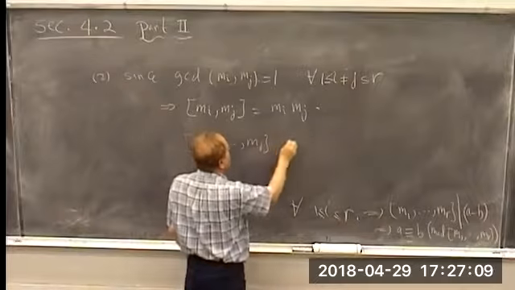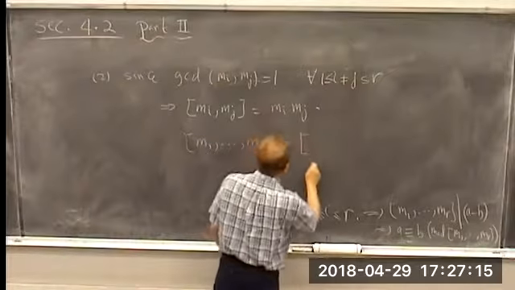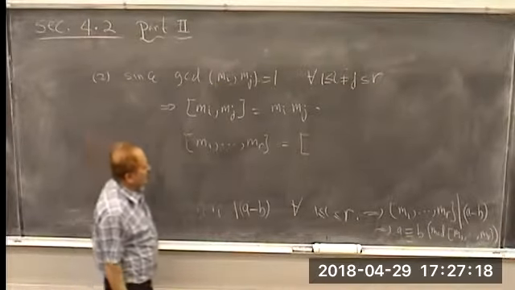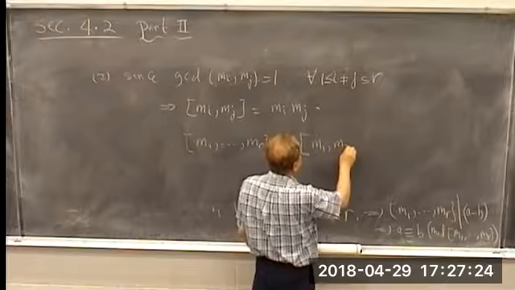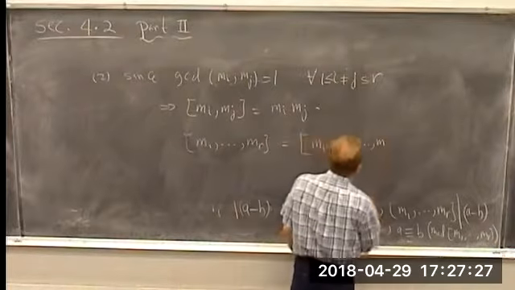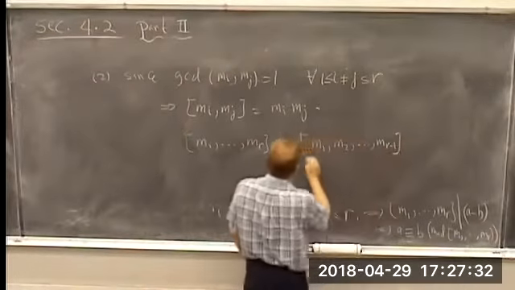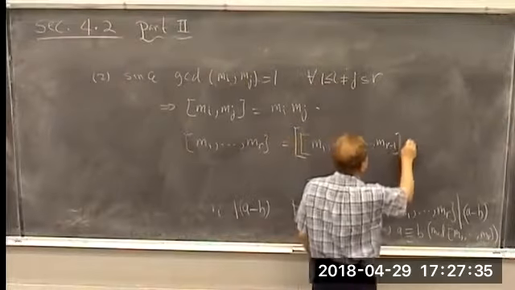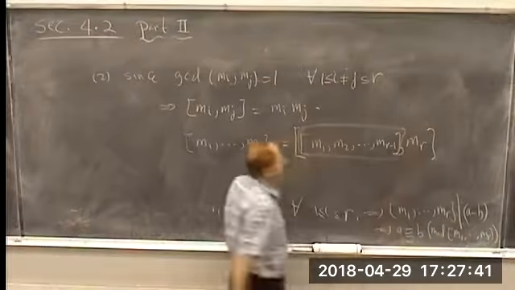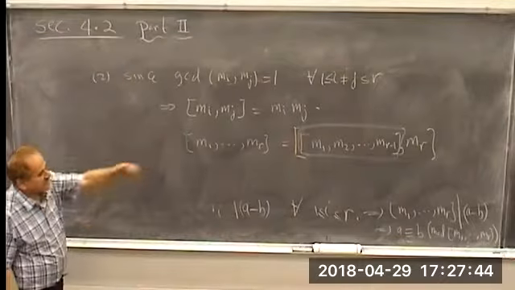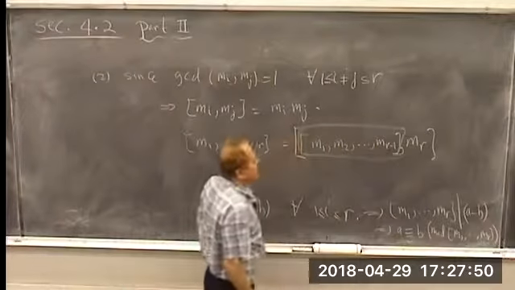Let me put R in here. So we define this as the least common multiple of, say, M1 up to M sub R minus 1, comma M sub R. Remember, this is going to be an integer, so we take whatever that is and M sub R, and then we can, of course, take this farther and farther.